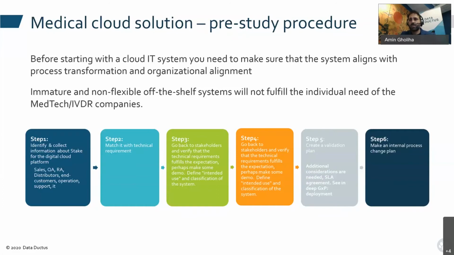And this validation plan will be completely different to on-premise systems, because you have to have additional consideration using cloud services in your SLA agreement and QLA agreement, and we will touch base on this later in the meeting. And number 6 is also that you should make an internal process change plan to have all the different departments involved in this and describe it in a document.